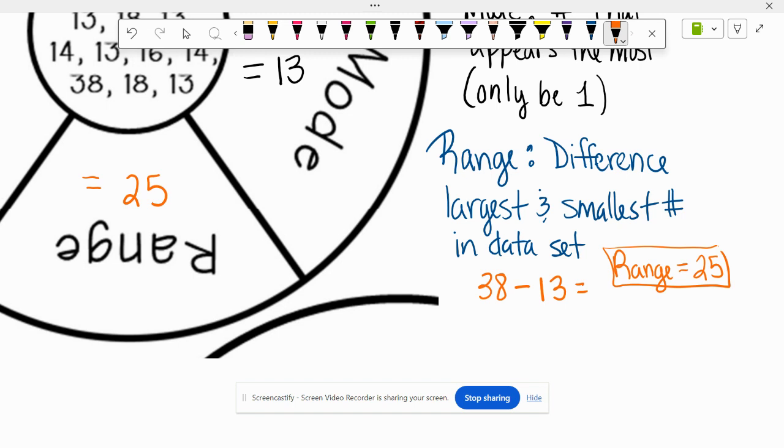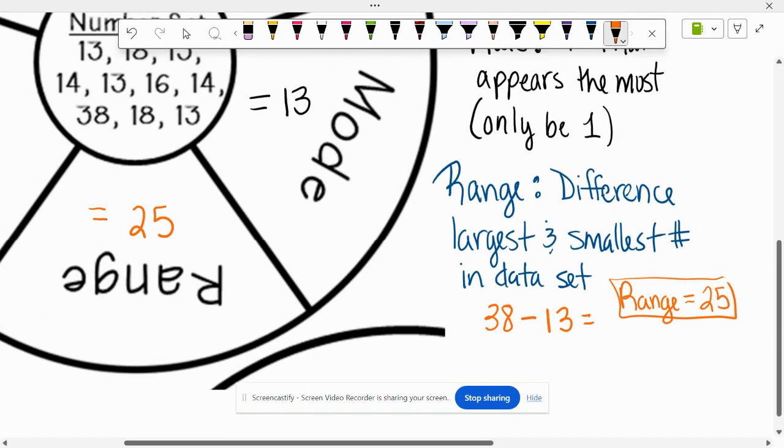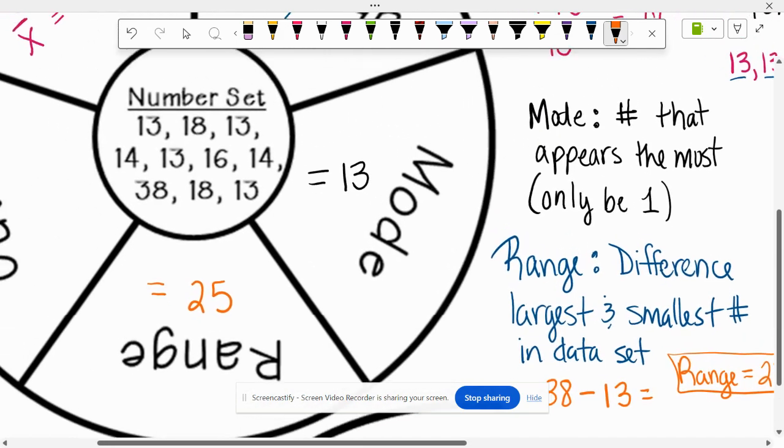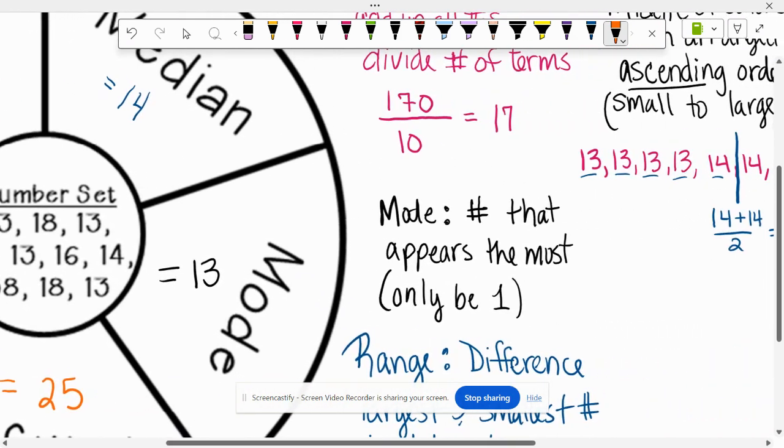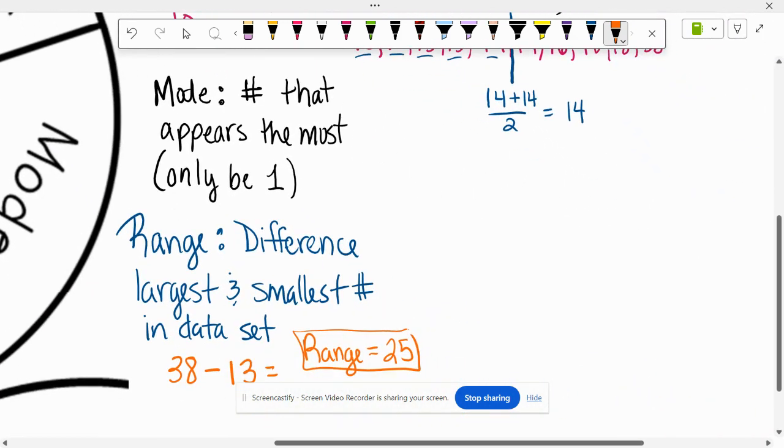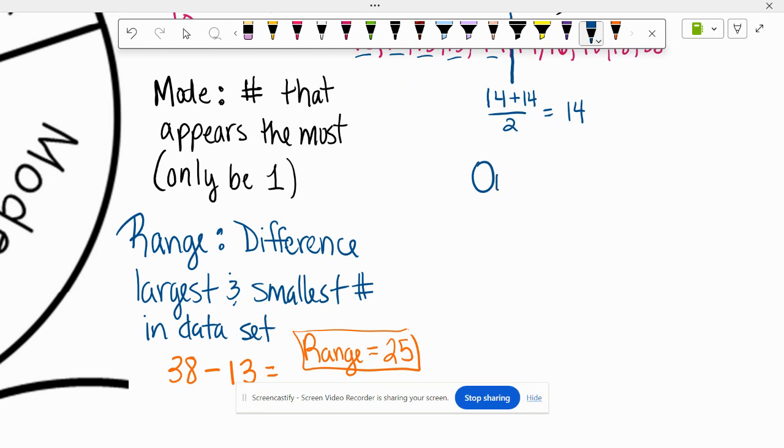Our last one that we have to talk about is an outlier. Do you guys see that up here? Outlier to my left. So I'm going to write that right here. Outlier. Okay. So let's talk about an outlier. An outlier is just a number that's very different than the rest of the numbers in the data set.